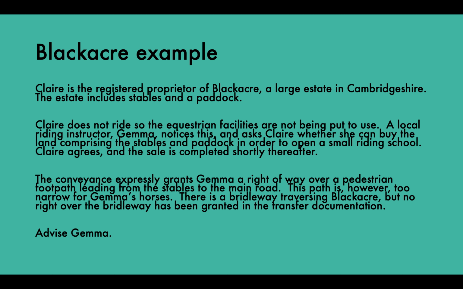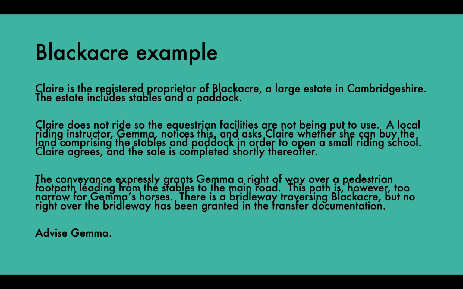The conveyance expressly grants Gemma a right of way over a pedestrian footpath leading from the stables to the main road. This path is, however, too narrow for Gemma's horses. There is a bridle way traversing Blackacre, but no right over the bridle way has been granted in the transfer documentation. Advise Gemma.